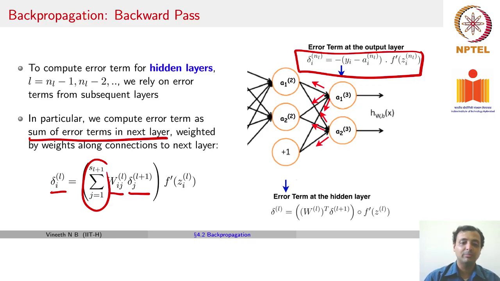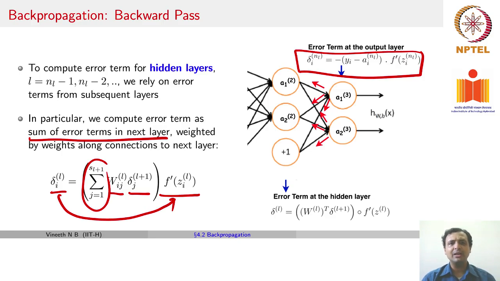So you add all of them up into f prime of z_i^l for that particular node. Remember, f prime of z_i^l is simply the derivative of the activation function at that particular node. This is the reason why we said it's nice that the sigmoid function is continuous and differentiable, because we need this derivative of the activation function to be able to compute your chain rule.